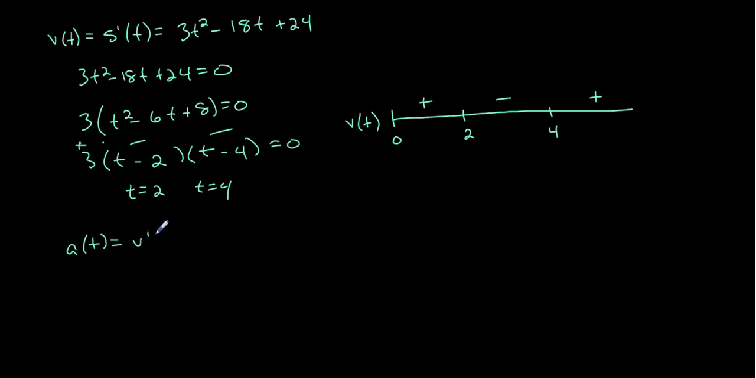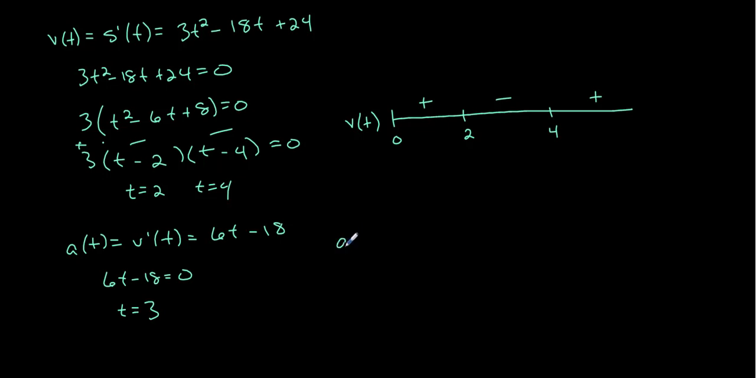A of t equals V prime of t equals, what would that be? 6t minus 18. We have to set this equal to 0. Ms. Bonnie, is it okay if I just take the derivative of this residual after we factor out 3? Yeah, that's going to be the same thing, right? Okay, well, t equals what? 3?